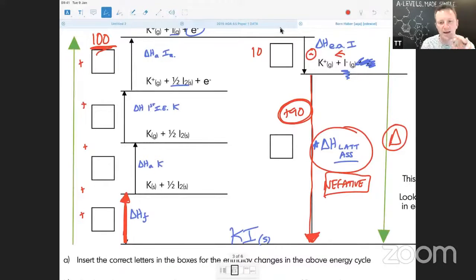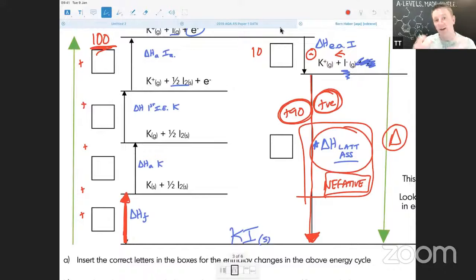So just be careful. When you use this method, you're going to get a positive value. But we know that for lattice association, when the ions come together, energy is released. It's a negative value. So by all means, use this method, but just be careful. If they ask for delta H lattice, they're asking for the lattice association value, which is a negative value. So when you use this method, you get a positive answer. All you need to do is flip it, just turn it into a negative answer.